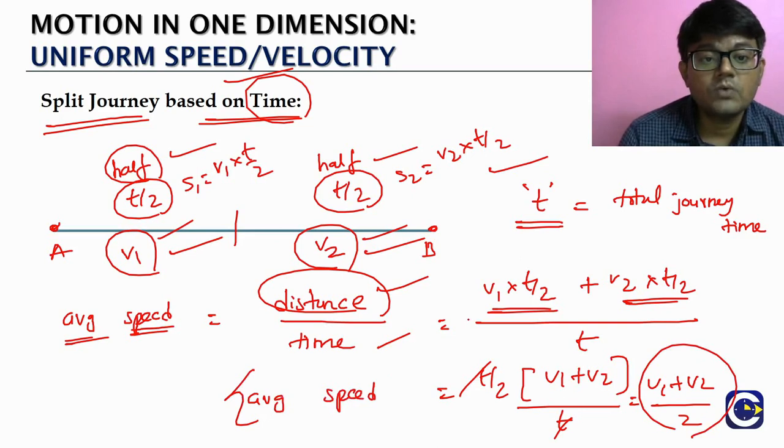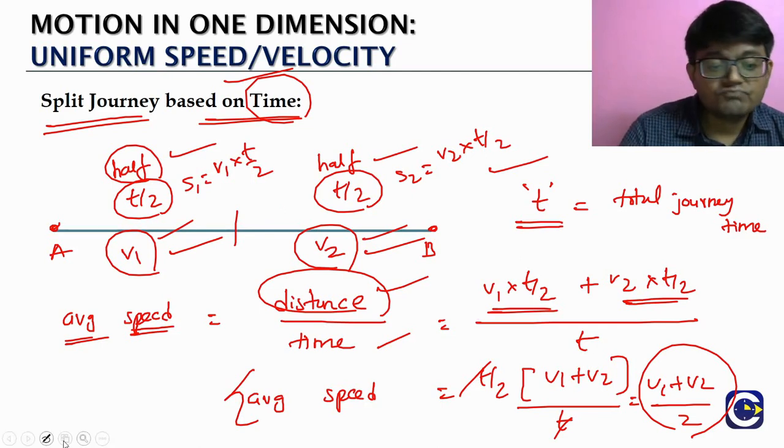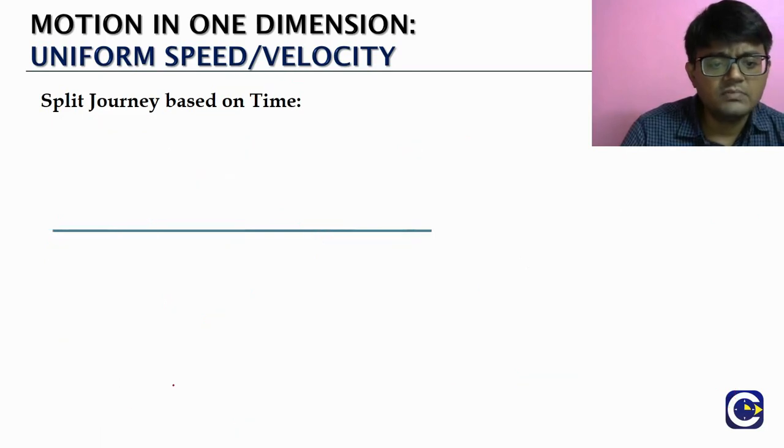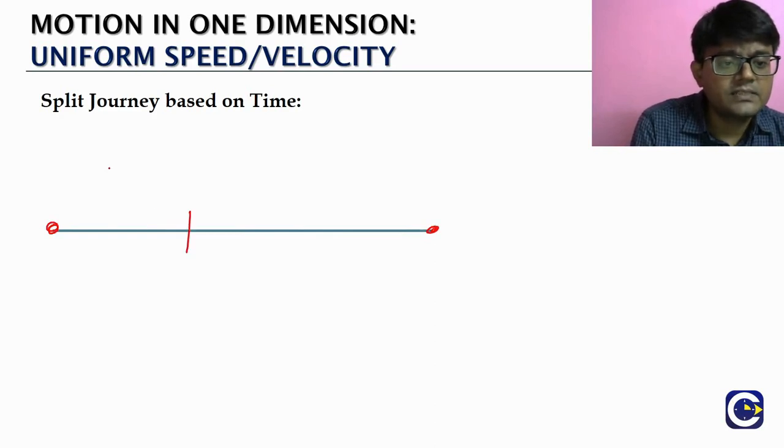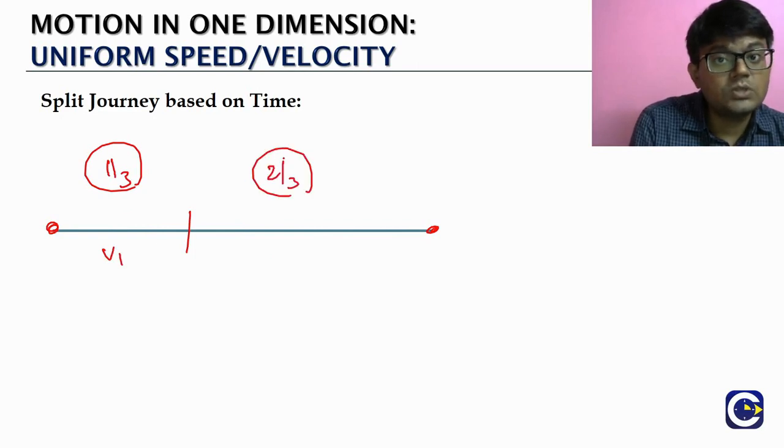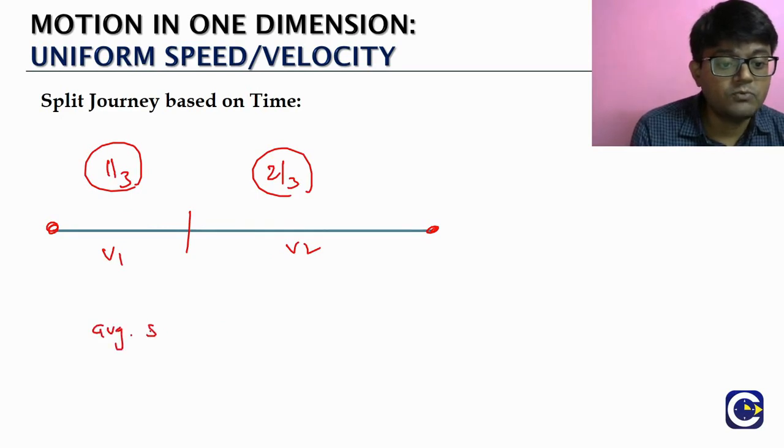So this is how we are going to work out the split journey problems based on the time. Here we started with the example of dividing the journey into two equal half time intervals. It is not required that every time we'll have the same division into two equal halves, right? Let us say we can have another example where we divide the journey like this. First 1/3 of the time the speed is v1. Next 2/3 of the time the speed is v2. Again we are supposed to find the average speed.